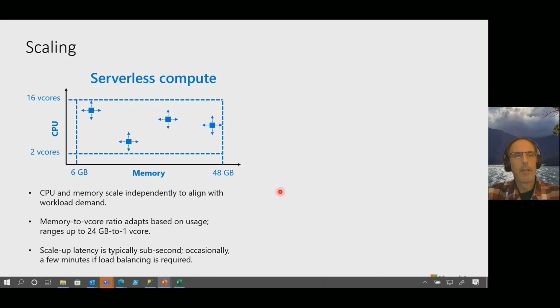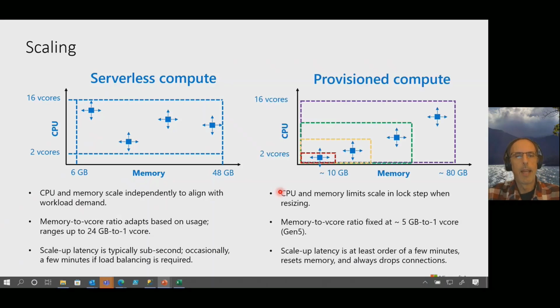So how does scaling in serverless compare to scaling in the provisioned compute tier? It's a very different world. In provisioned compute, the burden shifts to the customer to identify up front the amount of compute that's appropriate for the workload. Now, let's suppose I figured out that my database needs 2 cores. Then on generation 5 hardware, that database will be provisioned 10 gigabytes of memory.